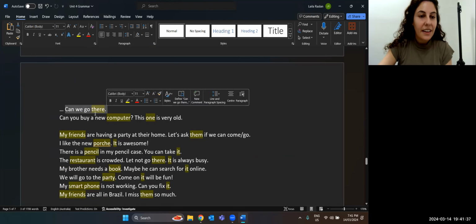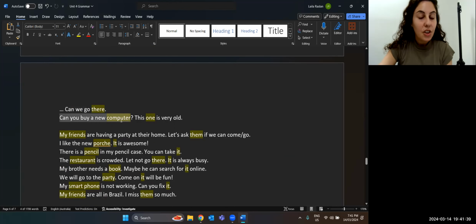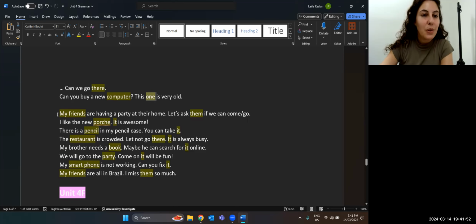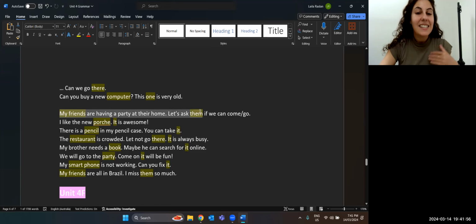So can we go there? Can you buy a new computer? This one is very old, this computer. So one is replacing the computer. This computer is very old. These are some more examples. My friends are having a party at their home. Let's ask them if we can come because them is my friends. Let's ask my friends if we can meet them, if we can come.